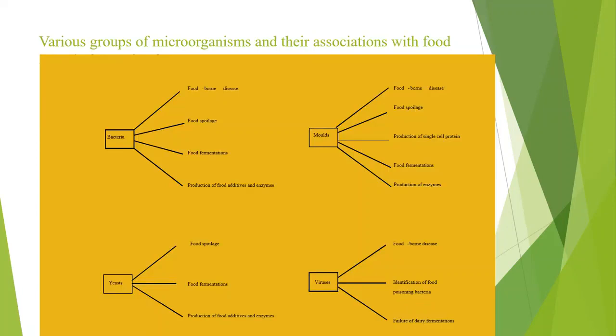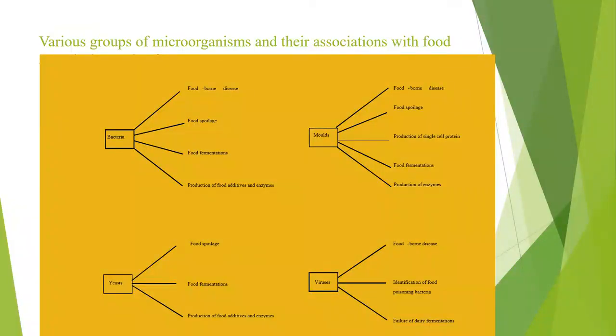Now coming to the various groups of microorganisms and their association with food, we know that all the groups of microorganisms have a role in food. That is, even bacteria, fungi, yeast, and viruses all have both advantageous and disadvantageous roles in association with food. Coming to bacteria, they are the reason behind many foodborne diseases and food spoilage.